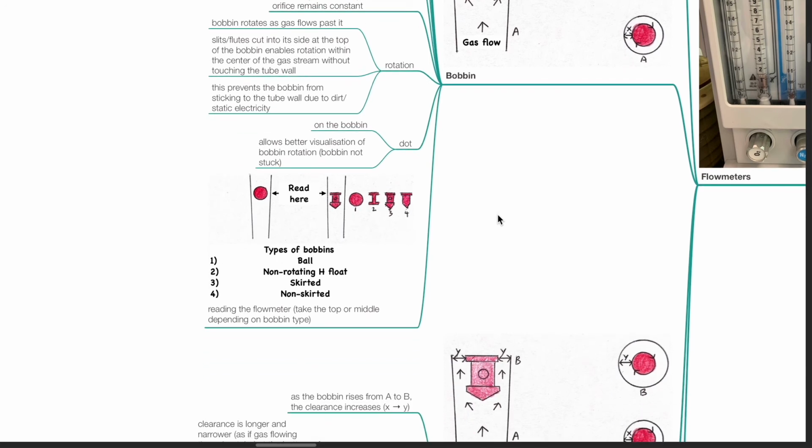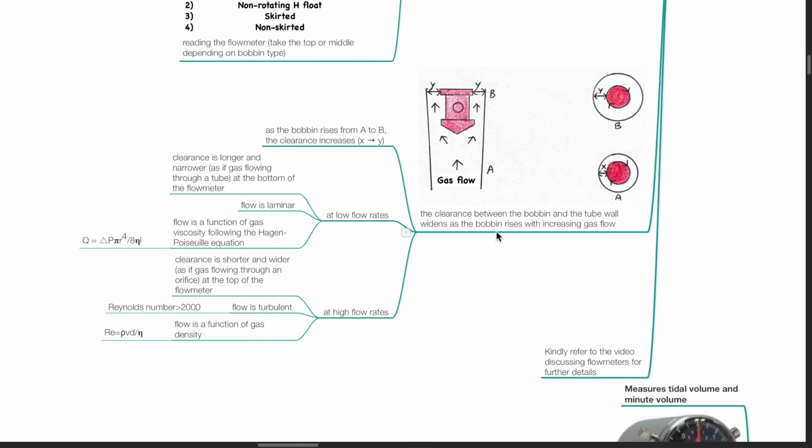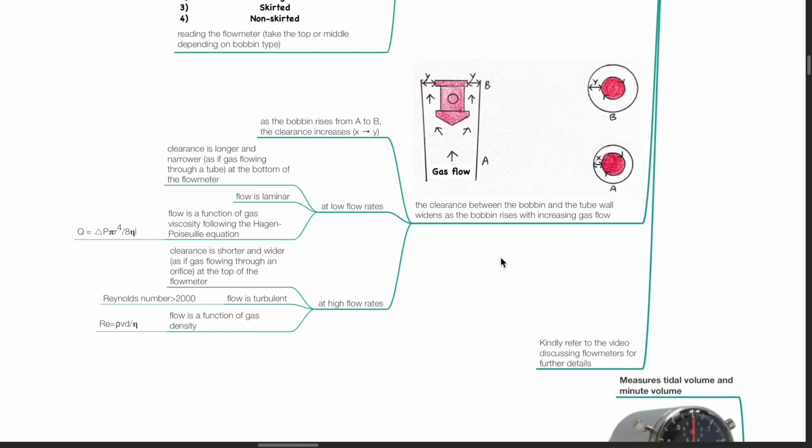Reading the flow meter depends on the type of bobbin. For example, for a ball type bobbin, read the center of the bobbin, and for a non-rotating H float, skirted or non-skirted, read the top of the bobbin. The clearance between the bobbin and the tube wall widens as the bobbin rises with increasing gas flow. As the bobbin rises from point A to point B, the clearance increases from X to Y.